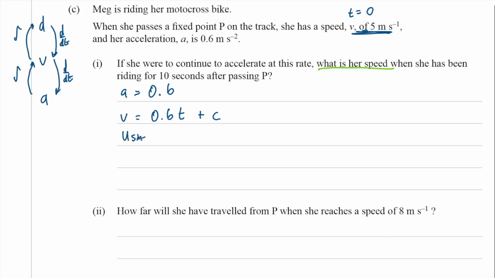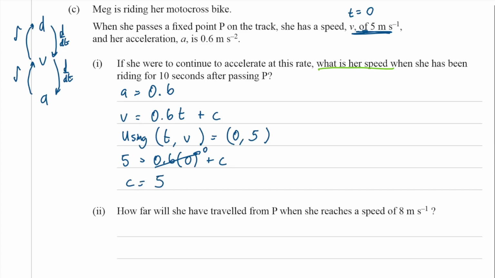So using the t v value of 0, 5, right? Initially at time 0, she's moving at 5 meters per second. Let's substitute in the values and solve for c. So v is 5, 0.6 times t was 0, plus c, that goes to 0, c equals 5.